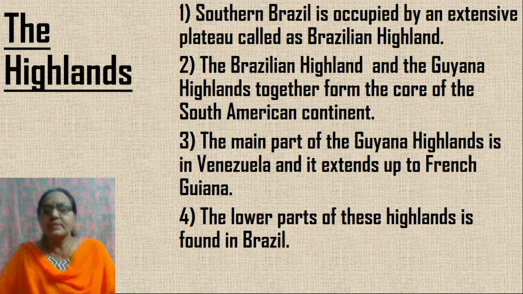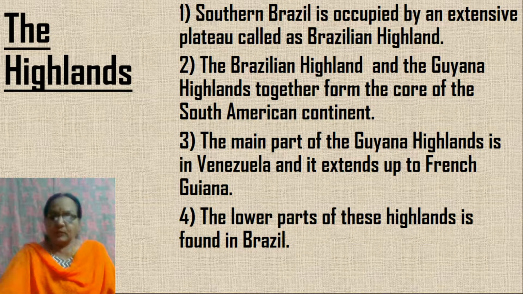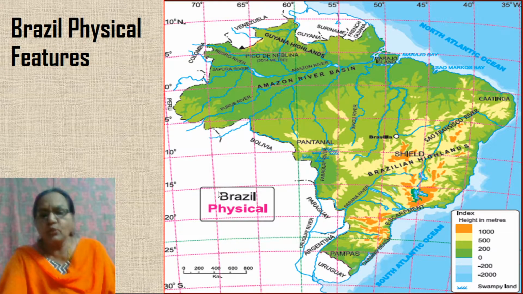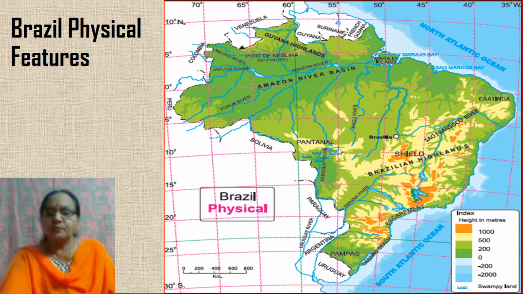Now we come to the highlands. The southern part of Brazil is occupied by an extensive plateau known as the Brazilian highland. The Brazilian highland together with the Guyana highland form the core of the South American continent. So let's go back to the map here. You'll find the Brazilian highland here, and the Guyana Highlands. The Guyana Highlands and Brazilian Highlands form the core of the South American continent.